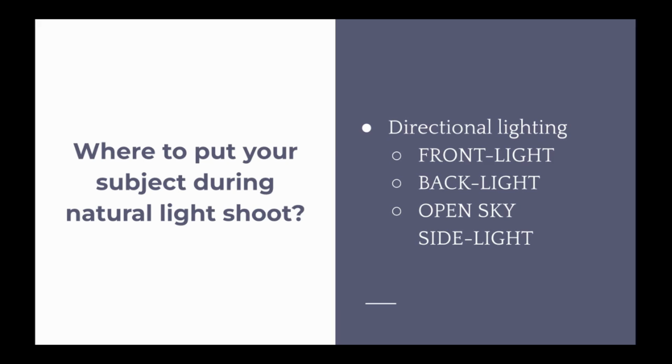So where to put your subject during the natural shoot? Here it's super important to understand front, back, and open sky side light. We're going to dive deeper into these, but basically front light, especially in golden hour lighting, is when the sun is behind the photographer and is directly hitting the subject. Front light will give you a slightly flat look, and shadows will be more pleasant to the eye as compared to the midday directional sunlight.